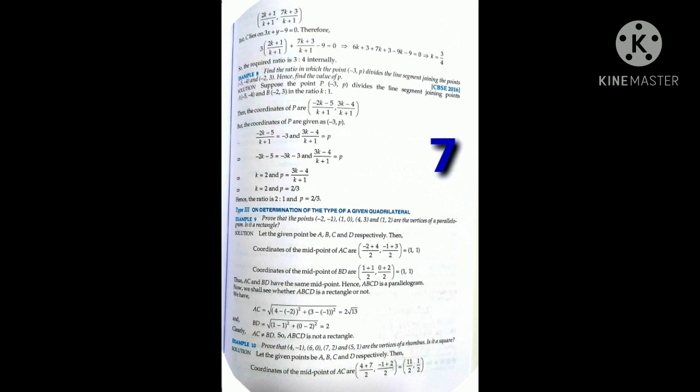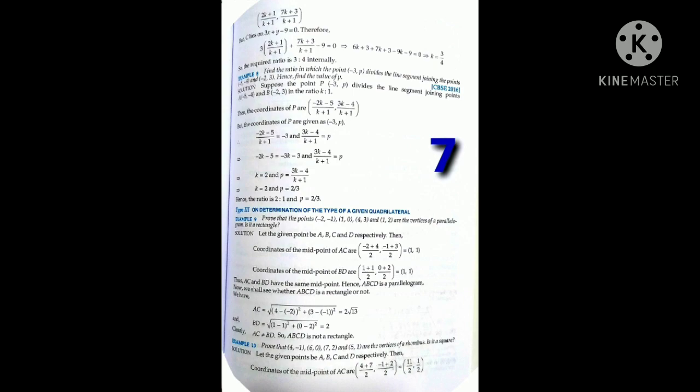As I told earlier also, always take the ratio as k is to 1. It becomes very, very easy, right? So the coordinates of P we will be getting, but we are already given the coordinates of P as (-3, P). So we will equate the x part equal to -3, and we will equate the y part equal to P, right? So we will get the value of k as 2 and the value of P as 2 by 3.